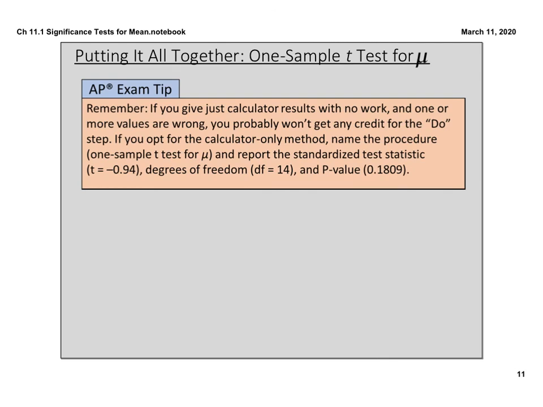All right, so here's your AP exam tip for the day. It says, remember, if you just give calculated results with no work, and one or more values are wrong, you probably won't get any credit for the do statement. If you opt for the calculator-only method, name the procedure, one sample t-test, and report the standardized test statistic, t equals negative 0.94. We found 0.95, but that's fine. Degrees of freedom and p-value.